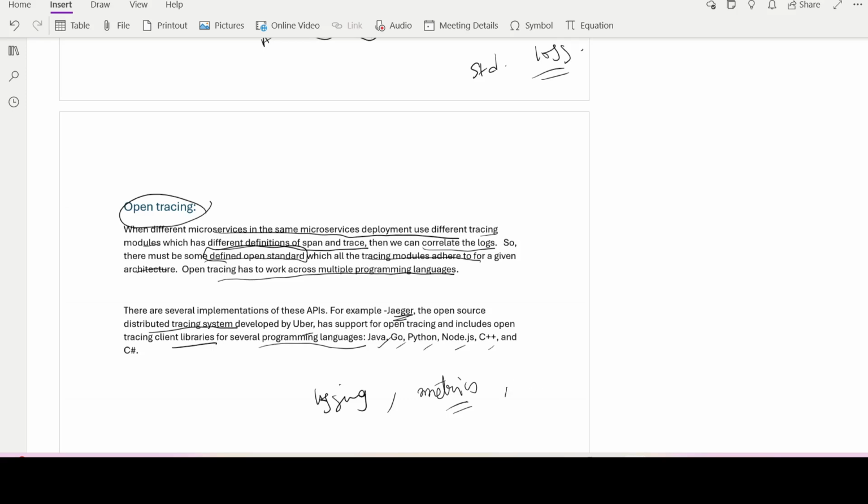And then when we have to deal with multiple programming languages and different types of tracing, we need to adhere to standards like the OpenTracing standard, so that it is easier for us to observe how the microservice is behaving. So OpenTracing is an important guideline we need to follow to make observability easier in the environment.